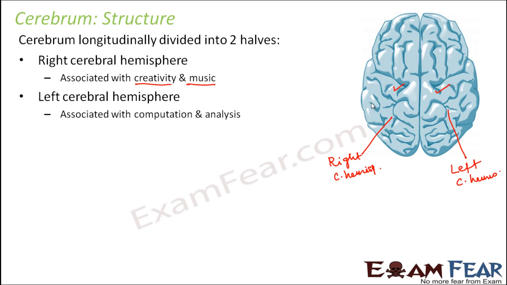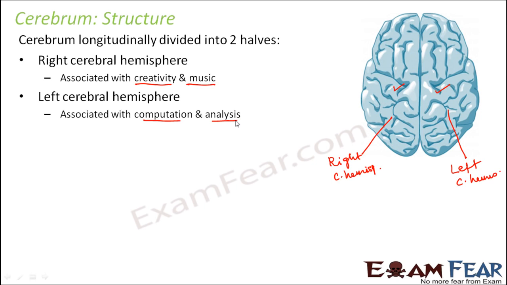hemisphere is more about computation and analysis. That is why you would have seen that some people are very good at calculation. They can calculate things well, they can analyze things well. So if you give them a problem statement, they can actually analyze it and find solutions to that. So they are very good at problem solving skills. That means the areas in their left cerebral hemisphere are really developed and really good.